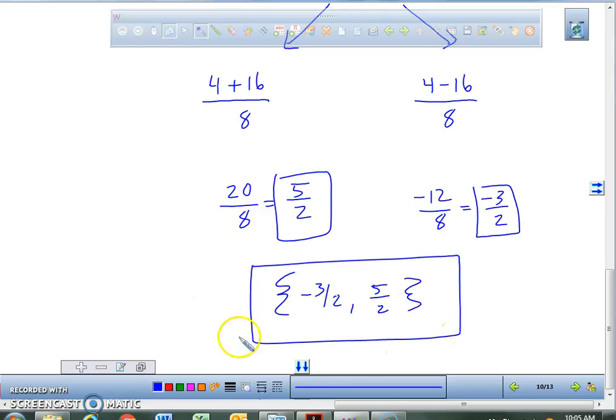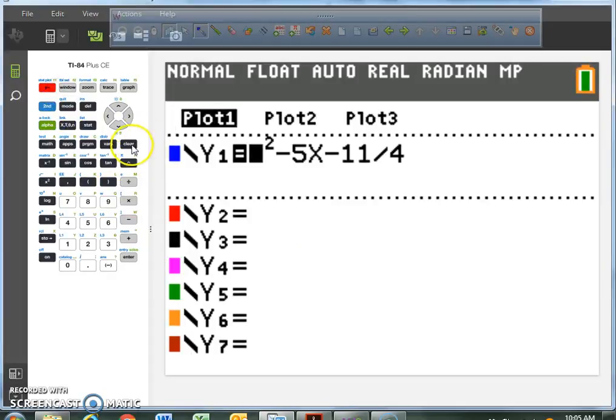Now, Jordan, after you write that down, do you have the original equation on your paper? All right, so check this out. If you wanted to check it, you can hit y equals. Tell me the original equation that we started out with. 4x squared minus 4x minus 15.